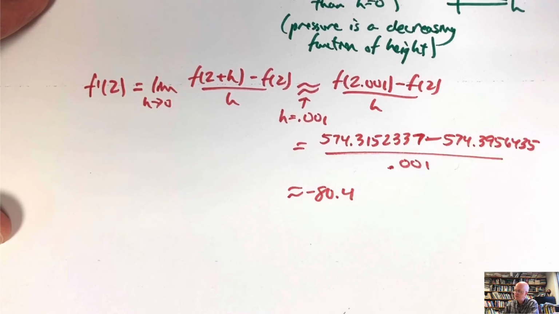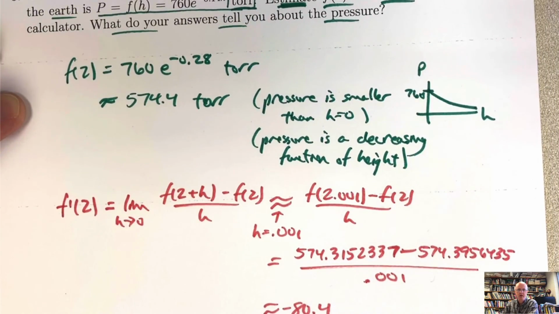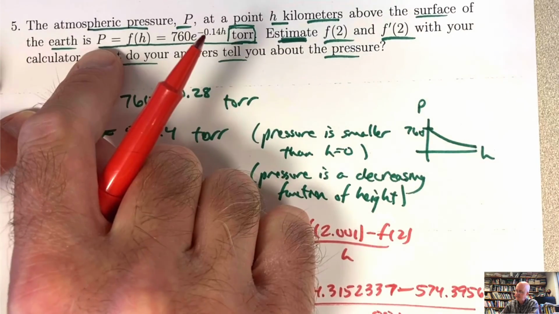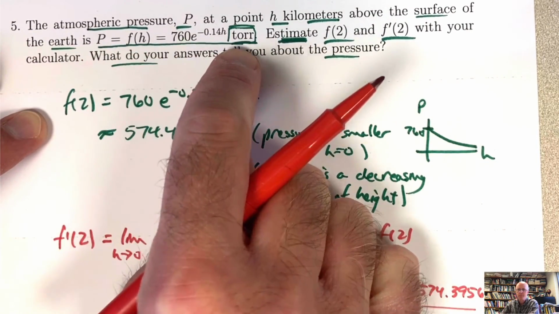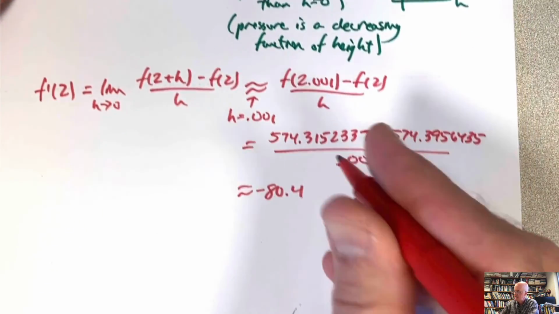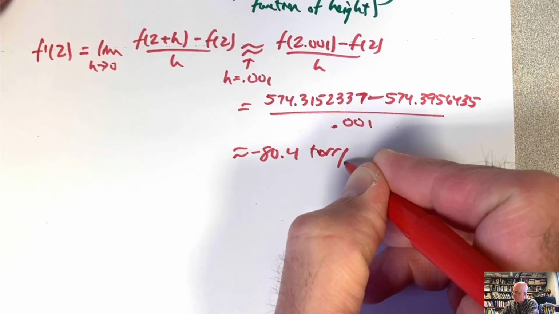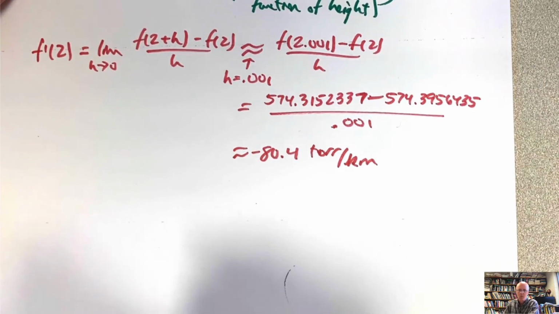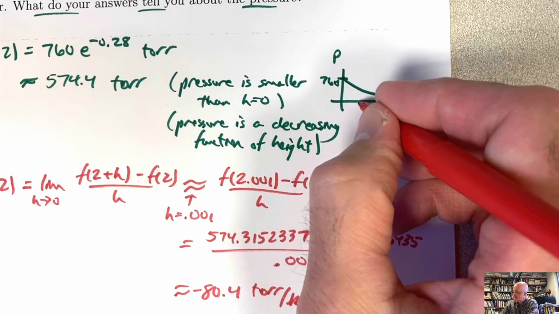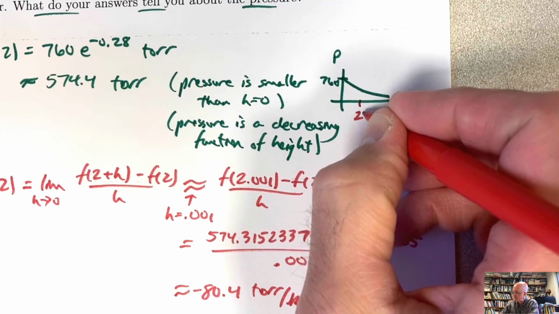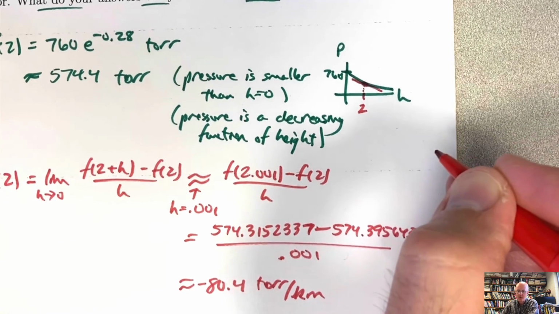It's important to use units here. Units for the derivative are always units for the dependent variable per unit of the independent variable. In this case, torr per kilometer. This would be negative 80.4 torr per kilometer. What does it mean? Well, one thing it means is that geometrically, when you are at h equals 2, the slope of the tangent line is negative 80.4.